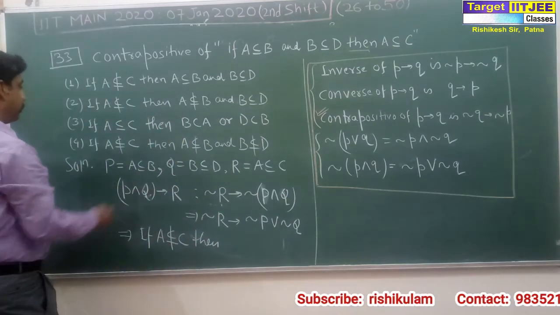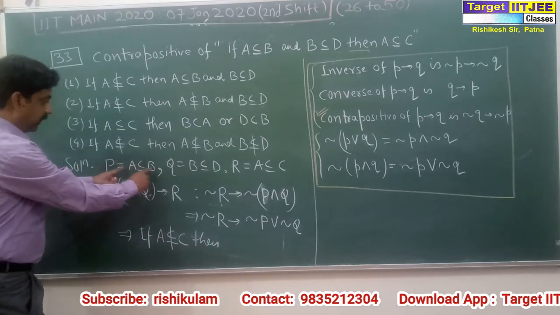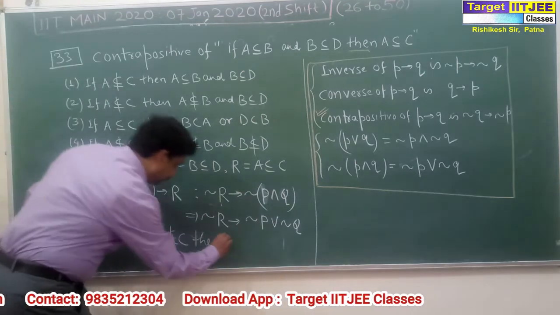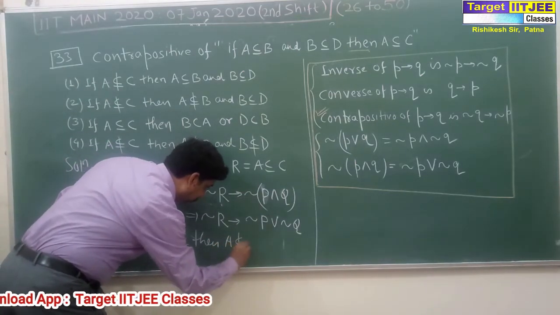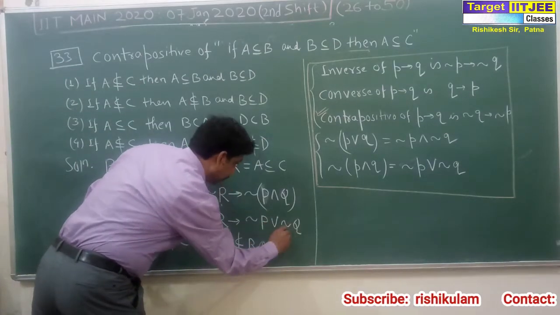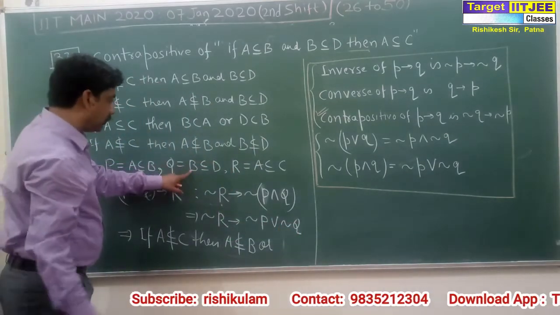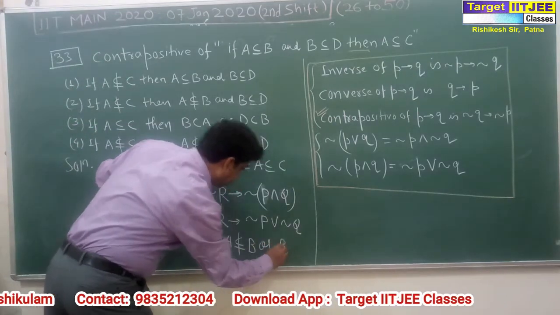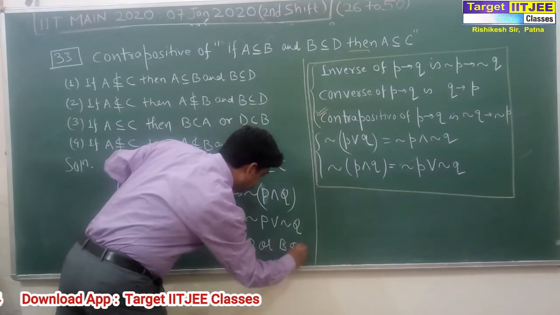not P. Not P means what? P is A is a subset of B, so not P means A is not a subset of B. This is OR. Not Q means what? Not Q means B is not a subset of D.